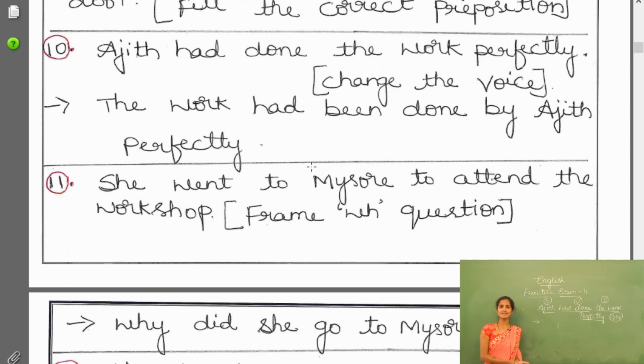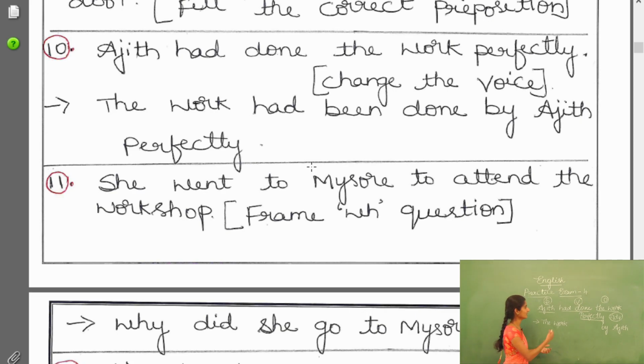So when you change the sentence from active to passive voice, you have to follow 4 steps. Okay. The first step is change the position of the subject. Put the object in the place of subject. So what should come first? The work. Okay. After that, you have to change the position of the object. In the position of the object, you have to put the subject. So subject, what it is here? Ajit. Okay. And before that, you have to place the preposition, that is by.